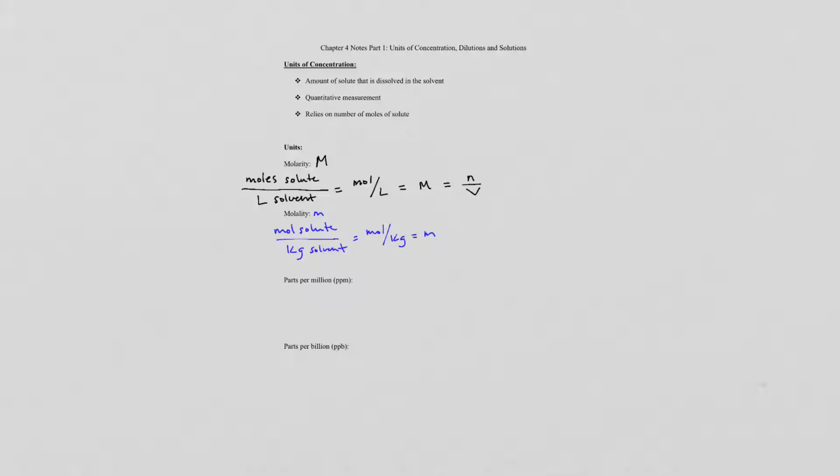So parts per million, ppm, is equal to milligrams per liter. And then ppb, parts per billion, is equal to micrograms per liter. Where 1 milligram equals 1 times 10 to the negative third grams, and 1 microgram equals 1 times 10 to the negative 6 grams.